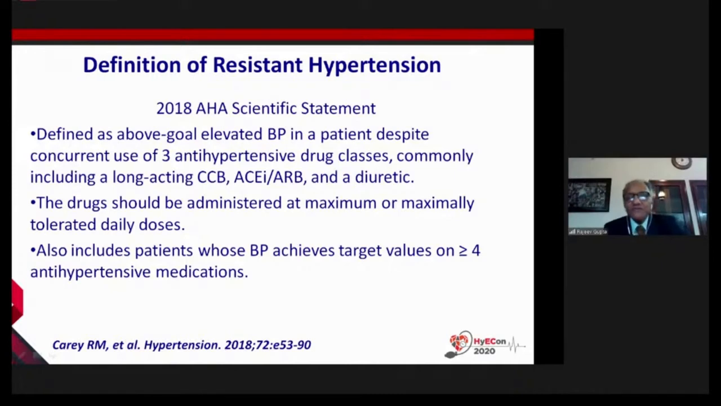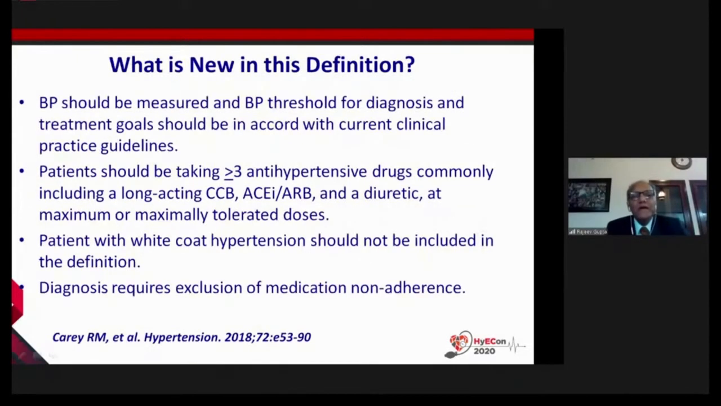Number 2 is the drug should be administered at maximal or maximally tolerated dosage. Now that's very important. Sometimes what we do is give them a very low dose, which is not the proper way of diagnosis of resistant hypertension. They have to be on a maximum dose. The American definition also includes if the blood pressure is not controlled despite 4 medications, it is also resistant hypertension, although the European guidelines do not agree to this.